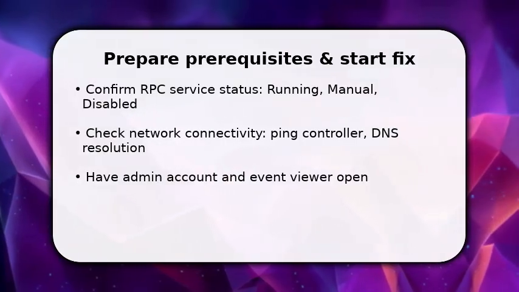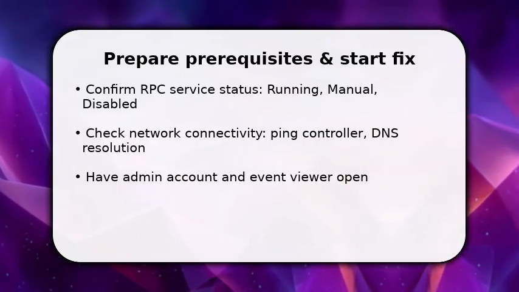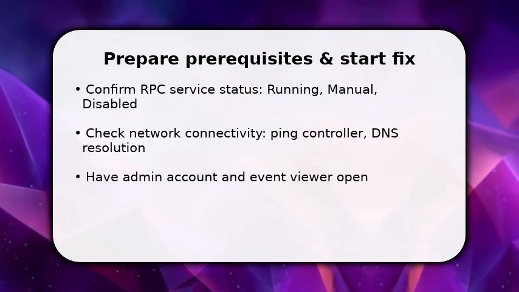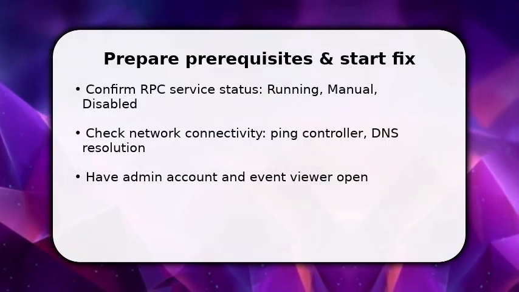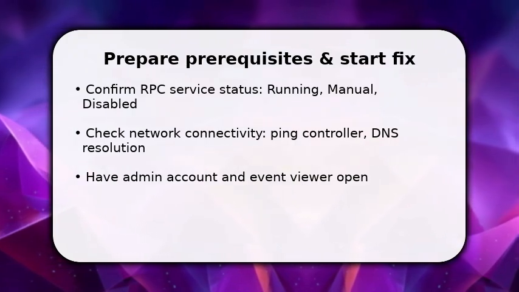Once done, check DNS and ping the domain controller to rule out connectivity issues. If the service is running but errors persist, note the exact error code in Event Viewer so you can target the next steps precisely and avoid guessing changes.